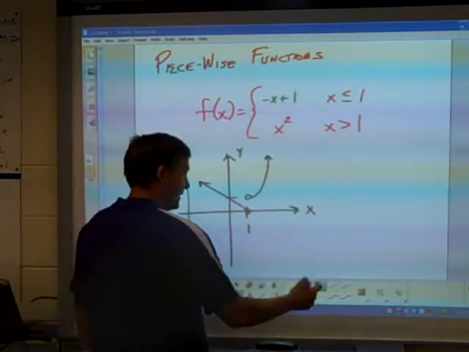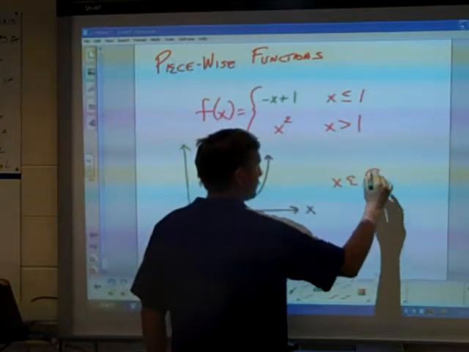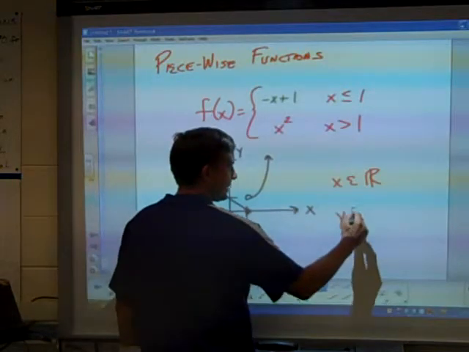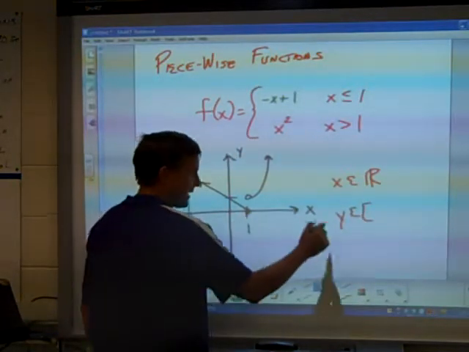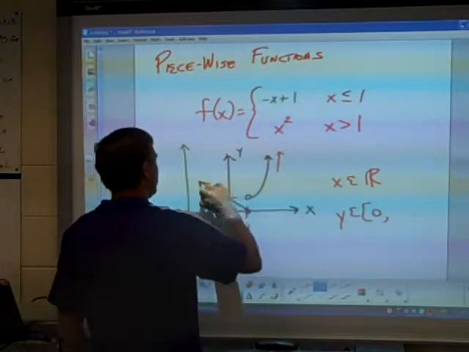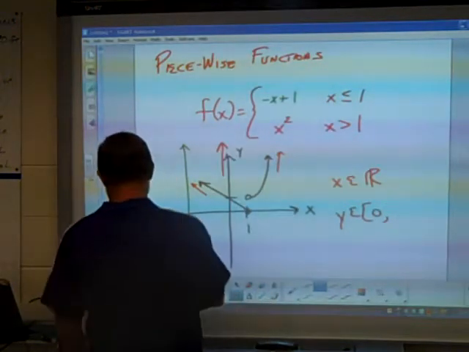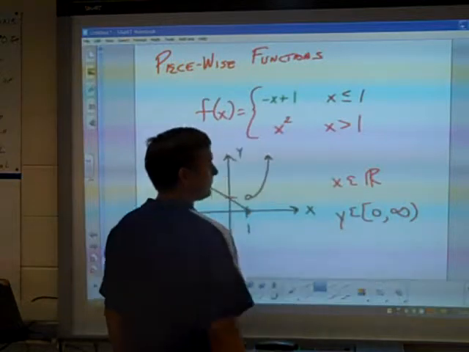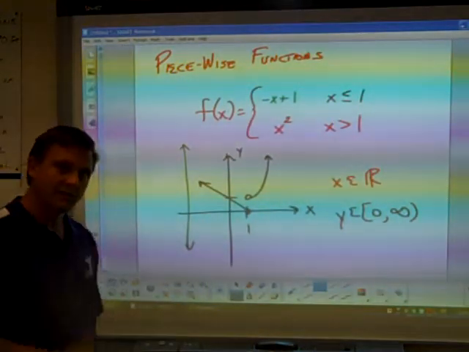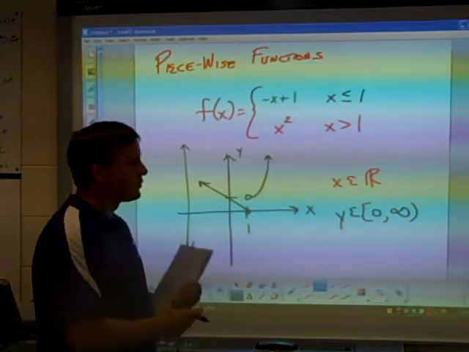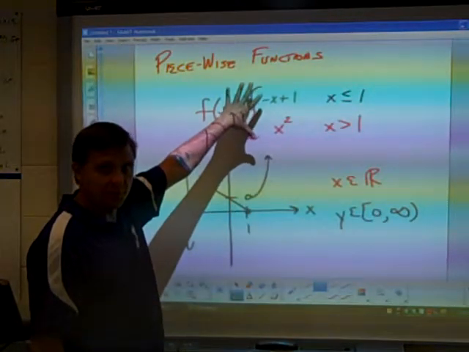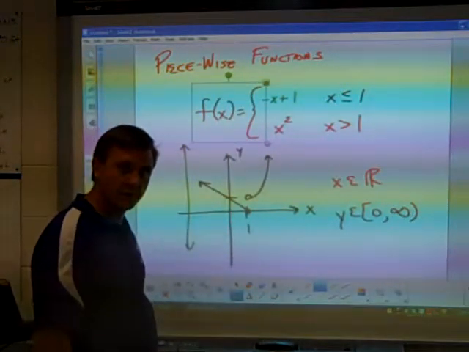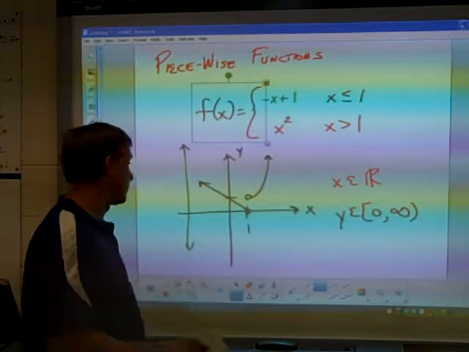And again, when I look at it, x is an element of all reals for domain. It can be any number of x. And then if we look here, y is an element of... from the graph we can tell, well, it bottoms out at 0. And it goes to infinity on the y-axis. So it goes to positive infinity. And I just found the domain of a piecewise function. Now, you can do this other ways, but this is the way I show it initially. We'll talk about sets and how we can look at the sets of each part of the function. But again, this should all hopefully seem like review.